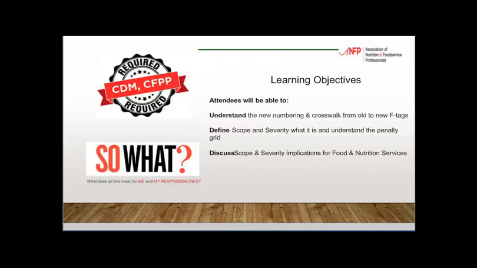So what? So now what? When we're talking about what we're going to learn today, we want to make sure that you understand the new numbering and the crosswalk that we've provided from the old to the new F-tags. We're going to take a look at what scope and severity is and understand what the penalty grid is and how you are graded on your surveys. And then we're going to discuss some implications as best that we know at this moment.